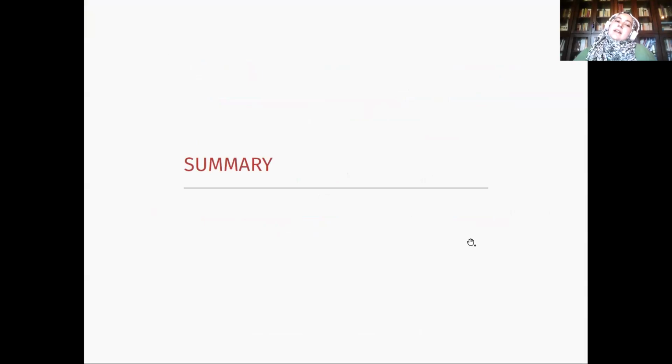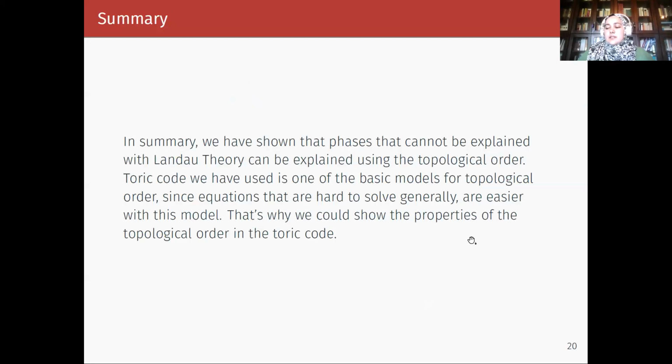So in summary, we know that topological order is important because it helps us to understand the phases that cannot be explained with the Landau theory. There are actually more general models in topological order, but in the toric code, it's more clear to see the properties of topological order, which were the energy gap and the non-trivial braiding statistics, which I have just shown.